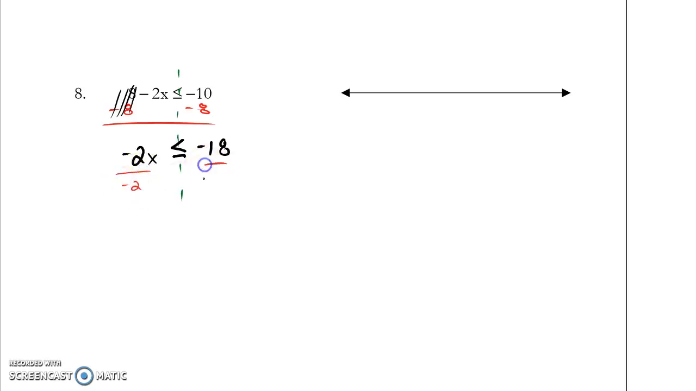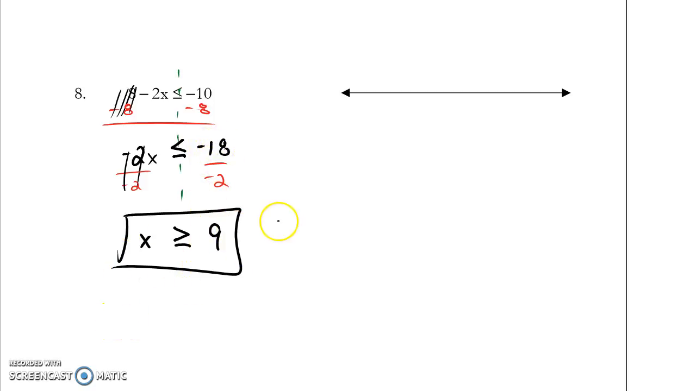Now, however, I'm dividing both sides by a negative. My denominator on both sides becomes a negative. That's when I do cancel this side, but switch my symbol. Negative divided by negative is positive. 18 divided by 2 is 9. There's my solution. 0 and 9 on my number line. Closed circle because it's in or equal to. Shade right because the variable's on the left and the arrow points right.